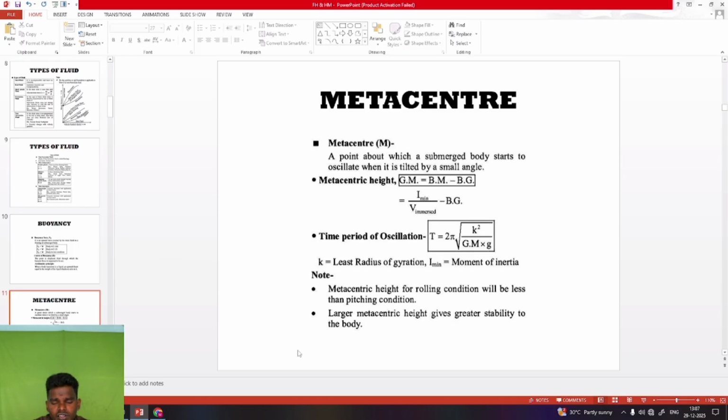Metacentric height, GM is equal to BM minus BG, which means I minimum, the minimum moment of inertia, divided by volume immersed, minus BG. The time period of oscillation T is equal to 2 pi root of k square divided by GM into g, and k is equal to the least radius of gyration, and I minimum is equal to the moment of inertia. Metacentric height for rolling condition will be less than pitching condition, and a larger metacentric height gives greater stability to the body.